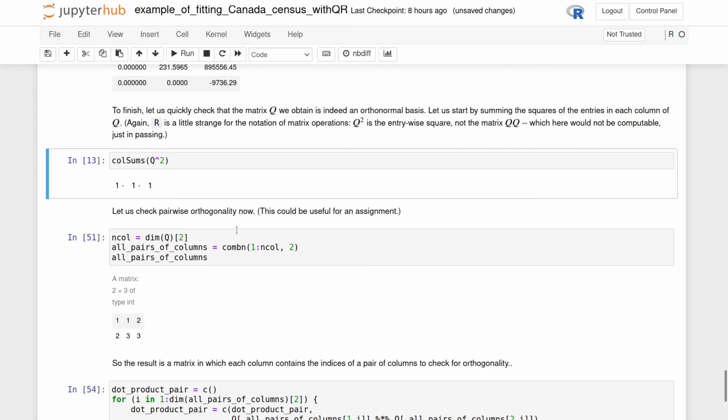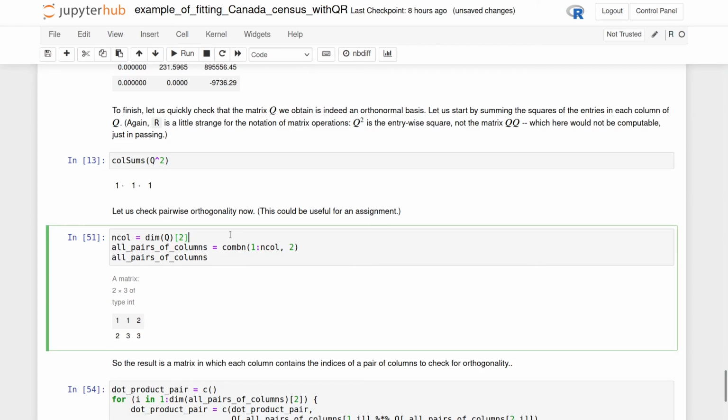So let's check this. What I'm going to do is compare column by column in Q and check that the columns are orthogonal. So how many columns? I can just write that this is the dimension of Q along the second dimension. So the first dimension being the number of rows and the second dimension being the number of columns.